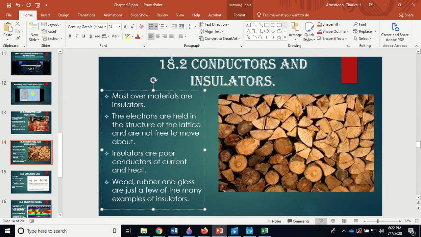Okay, wood, rubber, glass are just a few of the many examples of insulators. Okay, so these would be insulators.